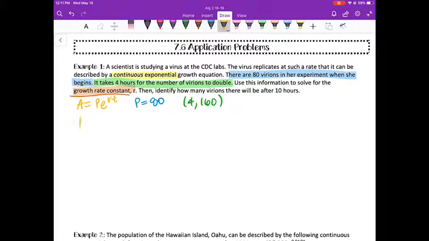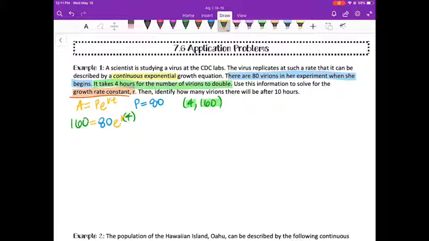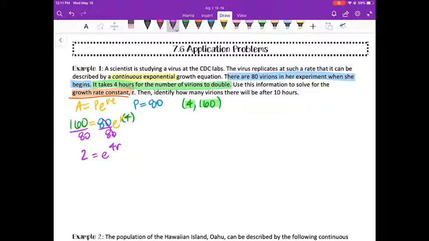So we've got A equals 80 e to the rt, and now we can plug in our ordered pair, 4 for t, and then 160 for A. And now we can solve for r. Well, we can do that by first moving that 80 to the other side by division. So we divide both sides by 80, and we get 2 equals e to the 4r.